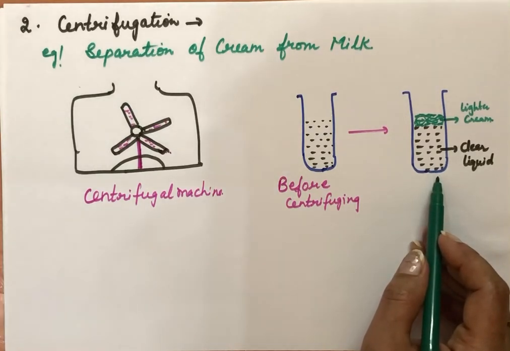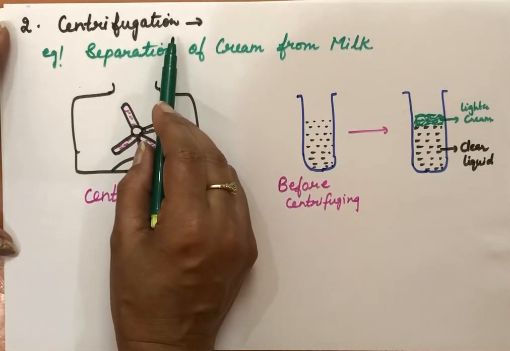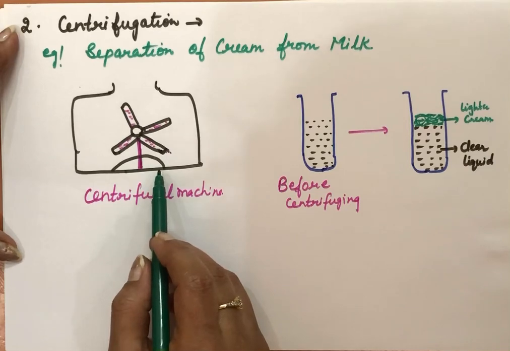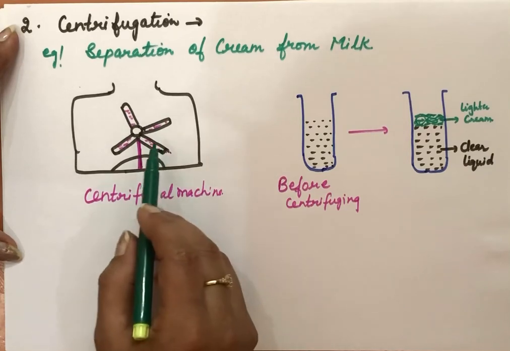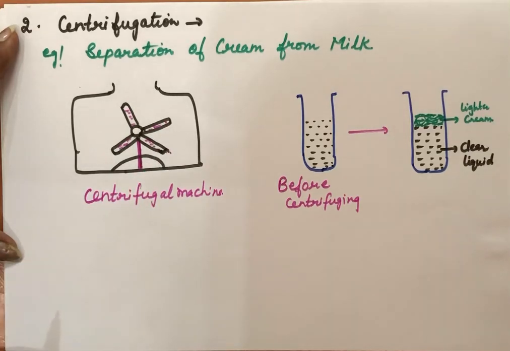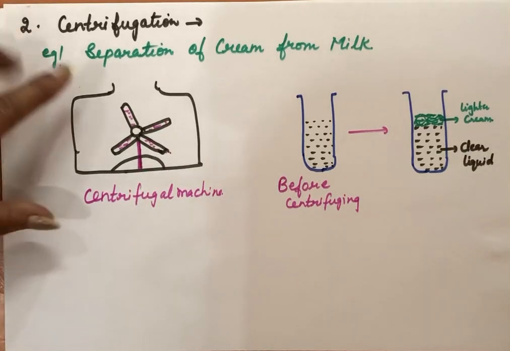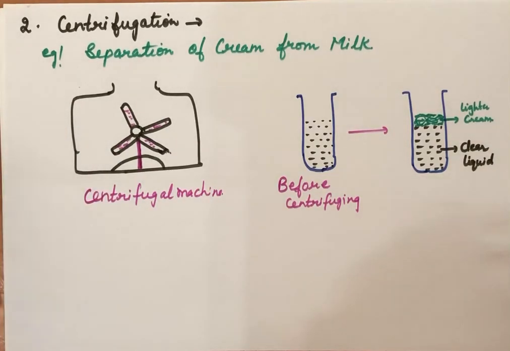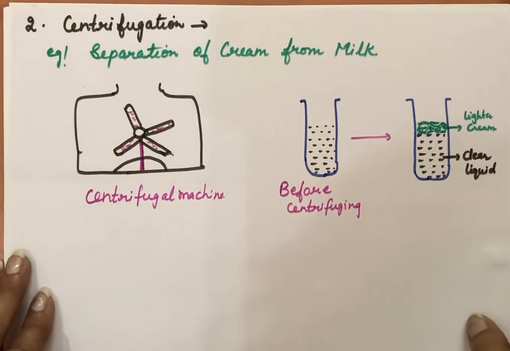So in this way, we can remove the cream from the milk by using which technique? That is centrifugation. In centrifugation, we are taking the help of a centrifugal machine. In that, we'll take up the components and it is rotated. With a fast rotation, the lighter particles will come on the top part and the heavier particles will settle down. So this is a second technique that is called centrifugation.